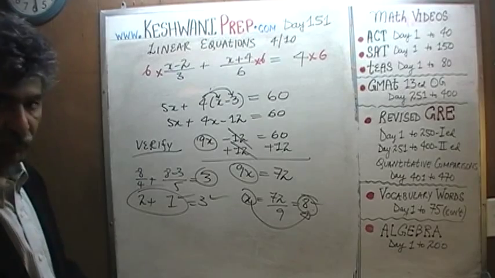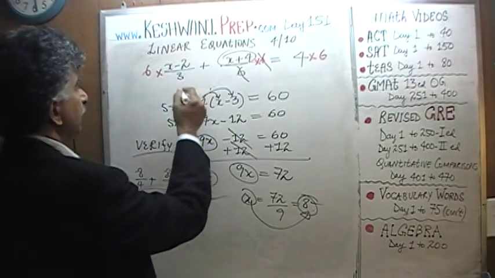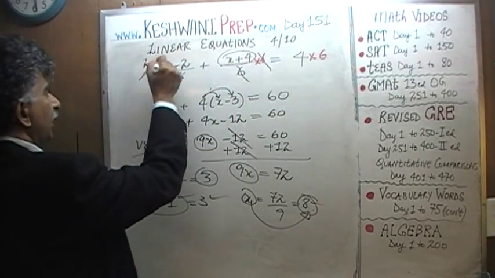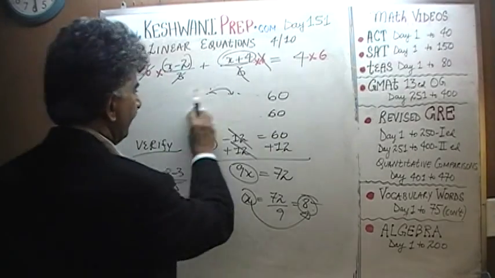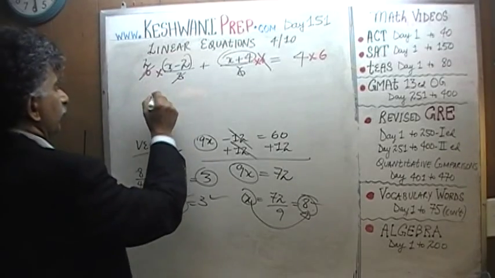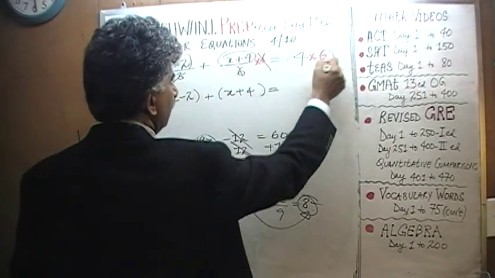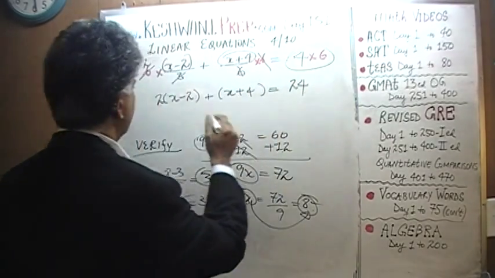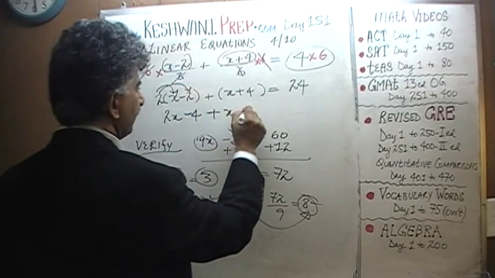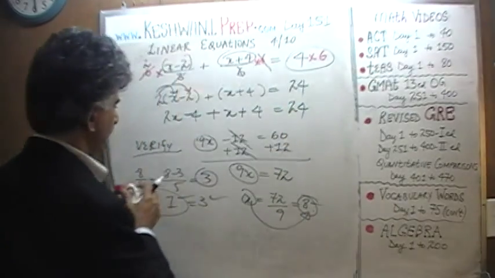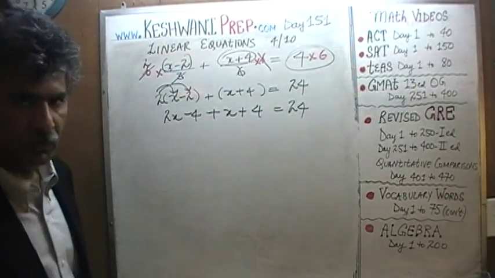Very simple, very straightforward. This is actually a simpler question than before. This 6 is just going to drop out, and we are left with x plus 4 here. And here 3 is going to cancel out with 6 two times, so we have 2 times this quantity. So we end up with 2 times x minus 2 plus x plus 4 equals 4 times 6, which is 24. Open the parentheses, we get 2x minus 4 plus x plus 4 equals 24.